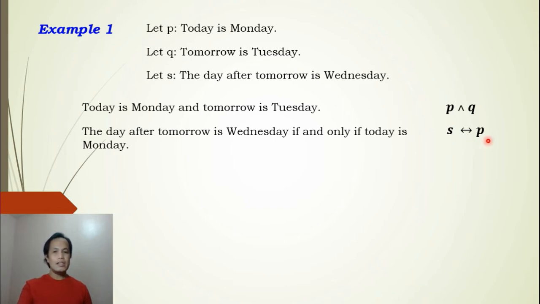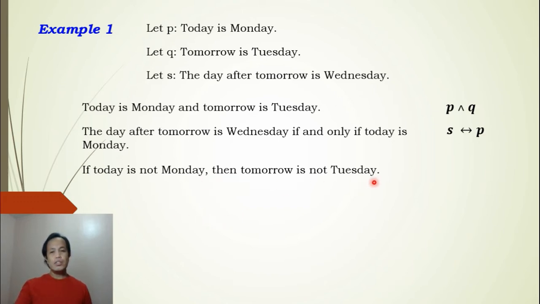Okay, next statement. If today is not Monday, then tomorrow is not Tuesday. As you have observed, this statement is an if-then statement, which is an implication or a conditional statement. Now, aside from that, we also have here the word not and the word not, meaning our P is being negated and also our Q is being negated.